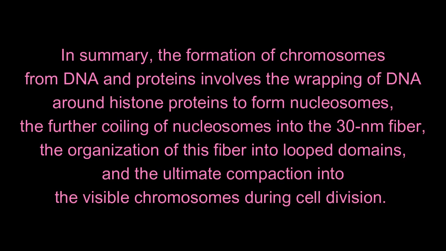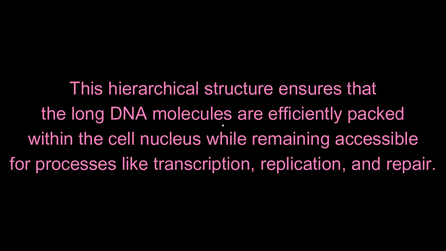In summary, the formation of chromosomes from DNA and proteins involves the wrapping of DNA around histone proteins to form nucleosomes, the further coiling of nucleosomes into the 30 nanometer fiber, the organization of this fiber into loop domains, and the ultimate compaction into the visible chromosomes during cell division. This hierarchical structure ensures that the long DNA molecules are efficiently packed within the cell nucleus while remaining accessible for processes like transcription, replication, and repair.